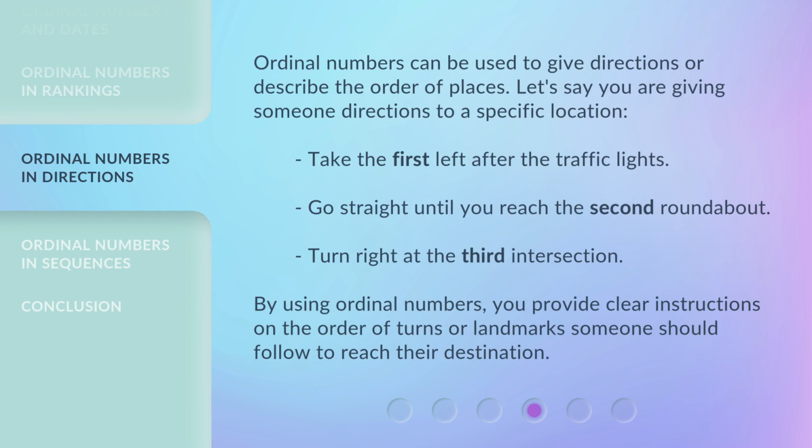Ordinal numbers can be used to give directions or describe the order of places. Let's say you are giving someone directions to a specific location. Take the first left after the traffic lights. Go straight until you reach the second roundabout. Turn right at the third intersection. By using ordinal numbers, you provide clear instructions on the order of turns or landmarks someone should follow to reach their destination.